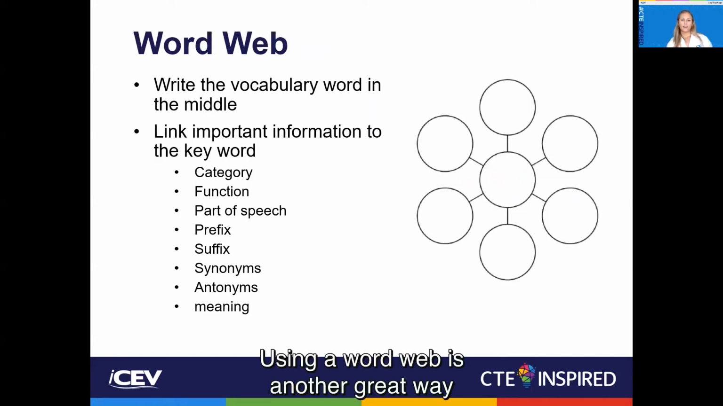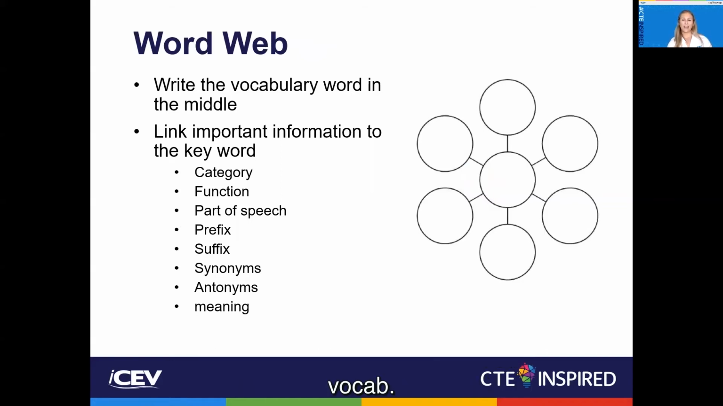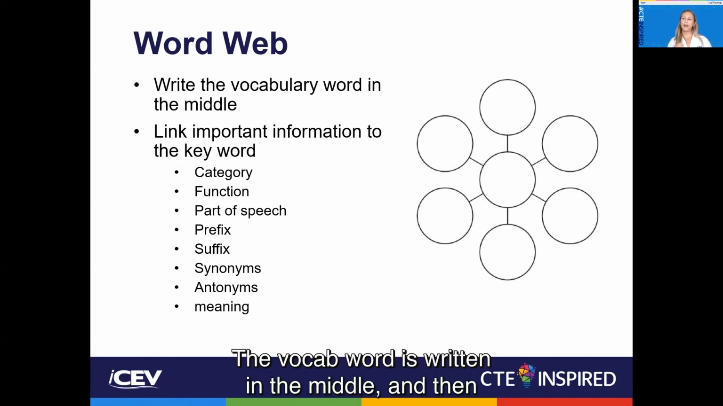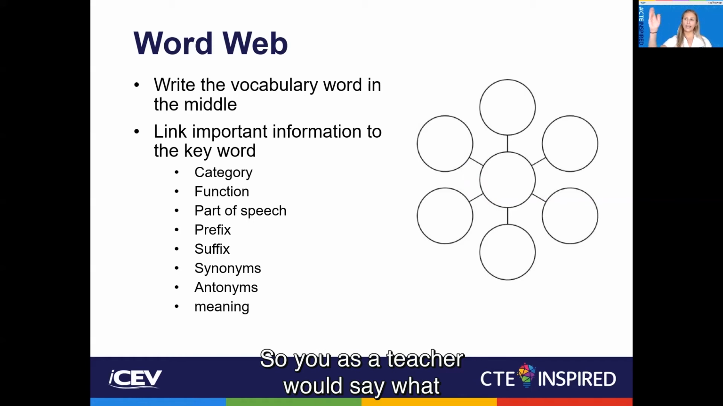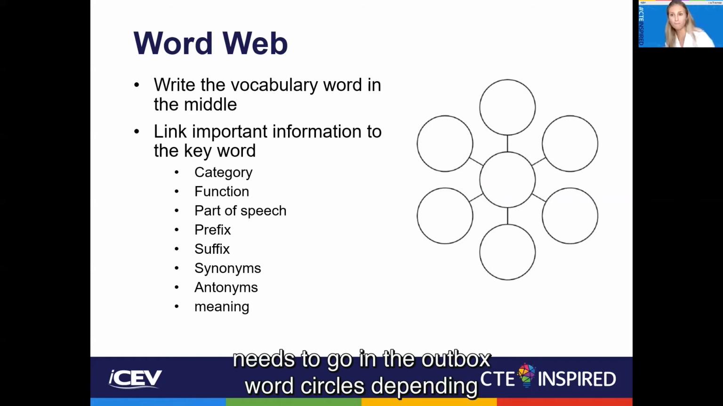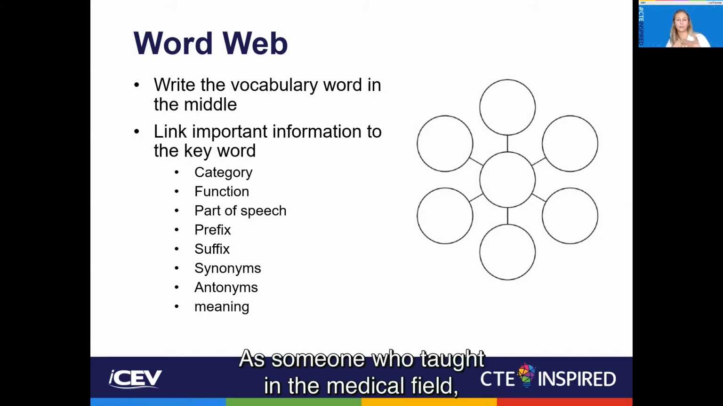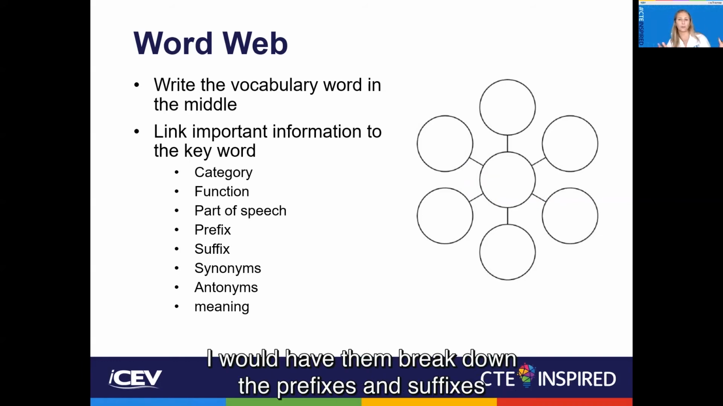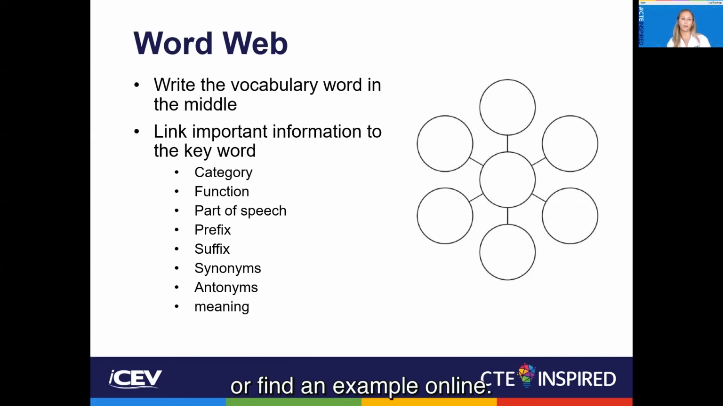Using a word web is another great way that a graphic organizer can be incorporated with front-loading vocab. It's kind of a different approach. The vocab word is written in the middle, and then the outer boxes, students will link important information. So you as the teacher would say what needs to go in the outward circles, depending on what you want them to find. As someone who taught in the medical field, I would have them break down the prefixes and the suffixes and break down the word. I would have them include it in a sentence or find an example online.